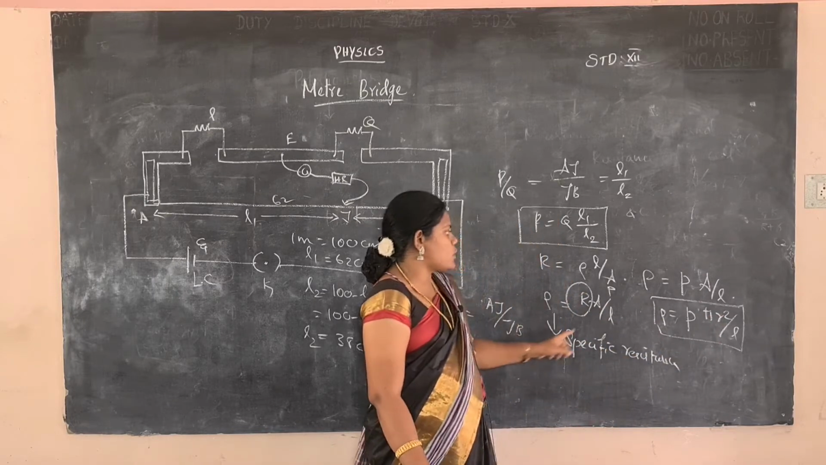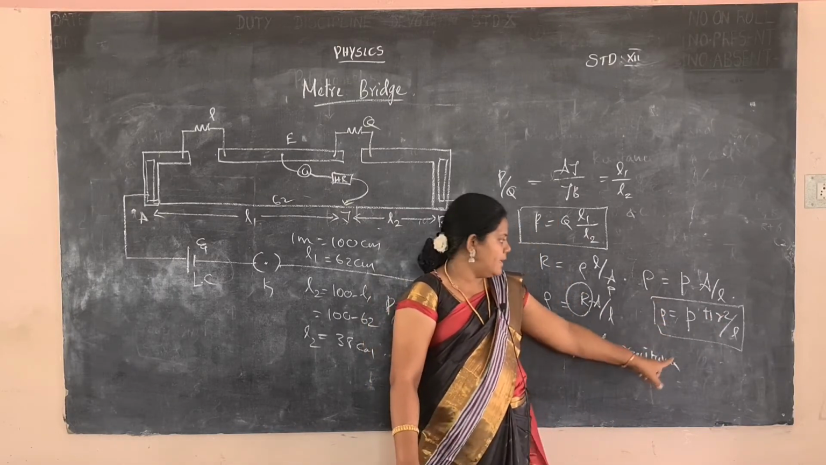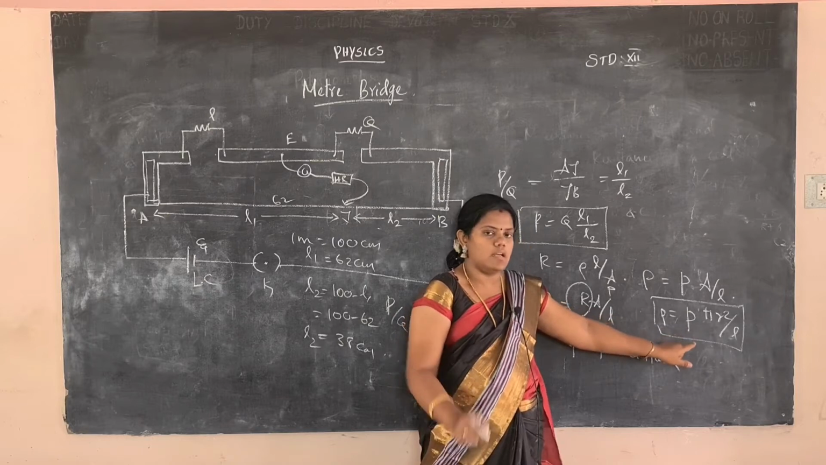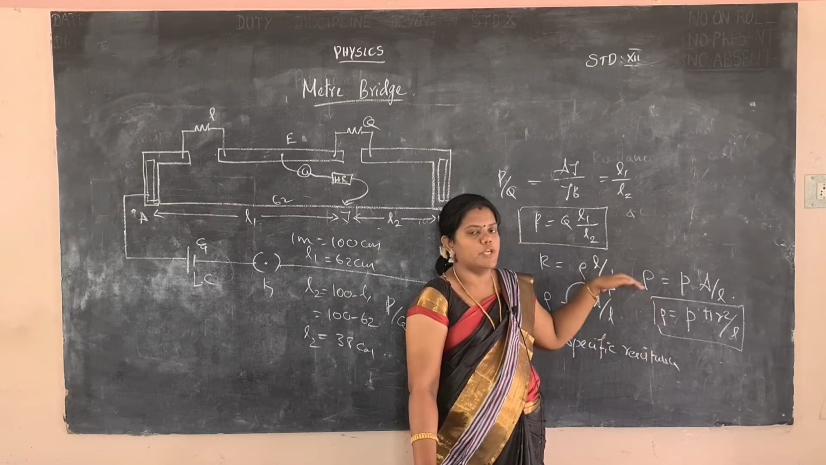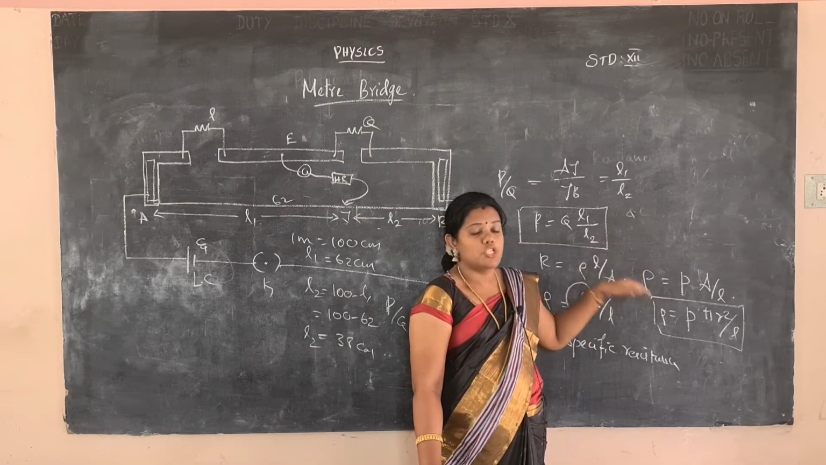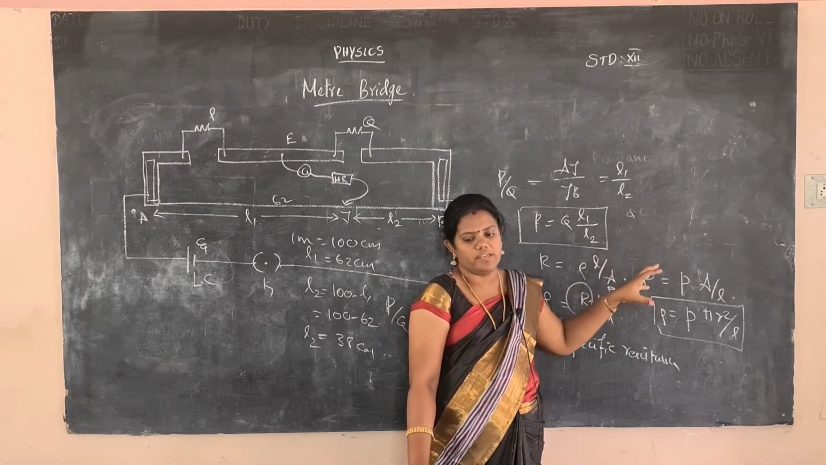Okay, so this is called the specific resistance. Normally P is denoted as the unknown resistance, and rho is denoted as the specific resistance. This experiment is used to measure the specific resistance of a given wire.